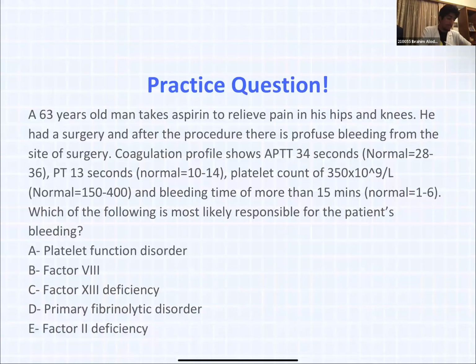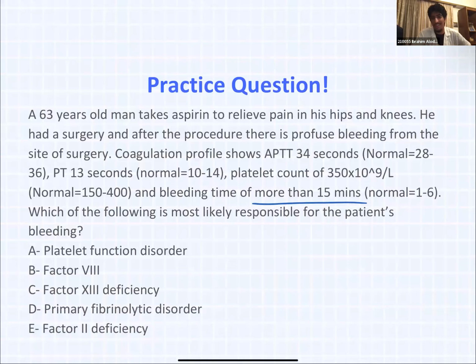A 63-year-old man takes aspirin. I shouldn't have emphasized that. I shouldn't have told you guys. It's important to relieve pain in his hips and knees. He had a surgery, and after the procedure, there is profuse bleeding from the site of surgery. A coagulation profile shows an APTT of 34 seconds, which is within the normal range, and a PT of 13 seconds, which is within the normal range. Platelet count is 350, and bleeding time is more than 15 minutes. Which of the following is likely responsible?